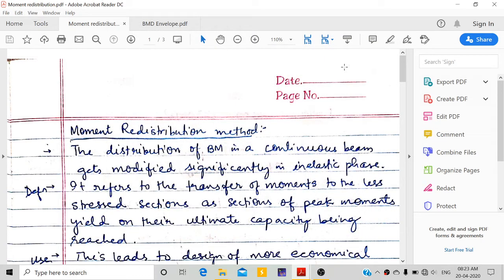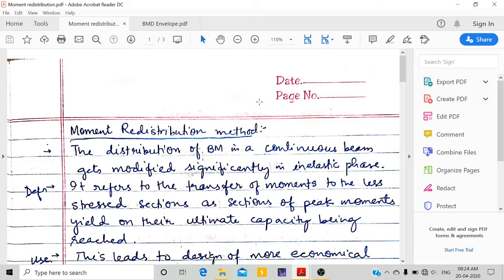Hello everyone. Today we are going to discuss the moment redistribution method. I'll be discussing its definition, uses, advantages, and then we'll solve one small problem in which we'll be drawing a bending moment envelope. That means a bending moment diagram. Before moment redistribution and after moment redistribution, we have to superimpose both bending moment diagrams.